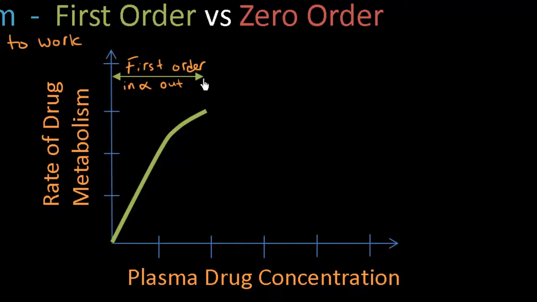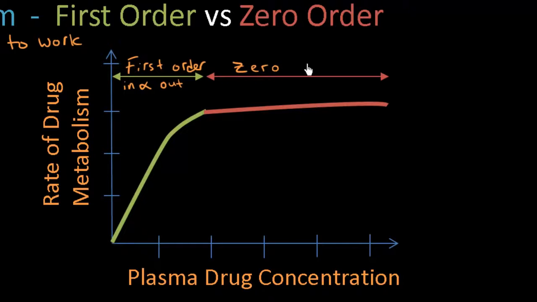Now, after this plasma drug concentration, after this point right here, we have now maxed out all of our enzymes, and so as the plasma drug concentration increases, as we move to the right on this graph, we shouldn't see an increase in the rate of drug metabolism, and that is what we see here. So after this plasma drug concentration, from here to there, we are at zero order kinetics, or zero order elimination. And so now the amount of drug getting to the liver, the in, is not proportional to the metabolized product leaving the liver. And so this is problematic.